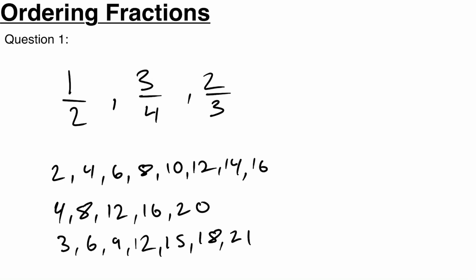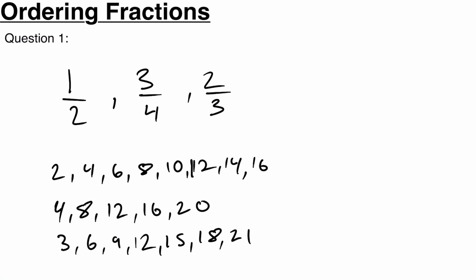And so once you list out a few, try and find if there is a lowest common multiple for each. And here, we got lucky, there is. The lowest common multiple for each of these is going to be 12. So now we need to make each fraction out of 12, or we need to make each denominator 12. And so how are we going to do this?